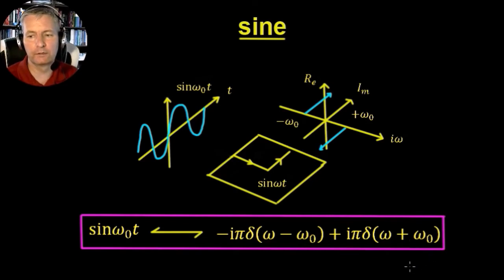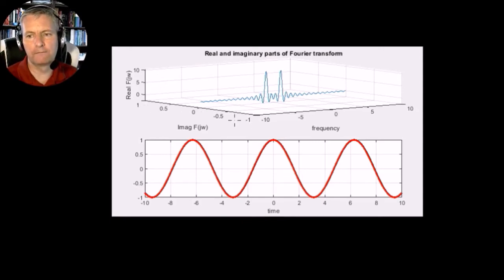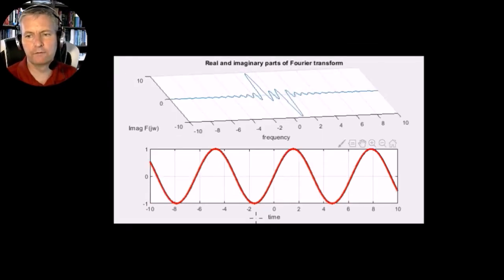So let's have a look at the outputs from MATLAB for these. This is the output from MATLAB for the cosine function. The time function is at the bottom, and it's been Fourier transformed, and you can see it's a purely real function, and it's got two impulses, one at plus omega naught and one at minus omega naught. So let's have a look at the sine function. Here's the sine function, the time domain at the bottom and the frequency domain at the top, and you can see it's a purely imaginary function, and again you get these two impulses.